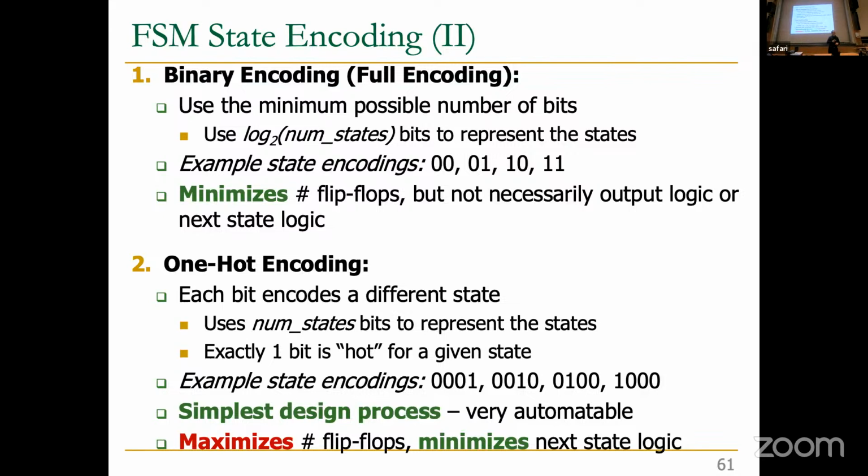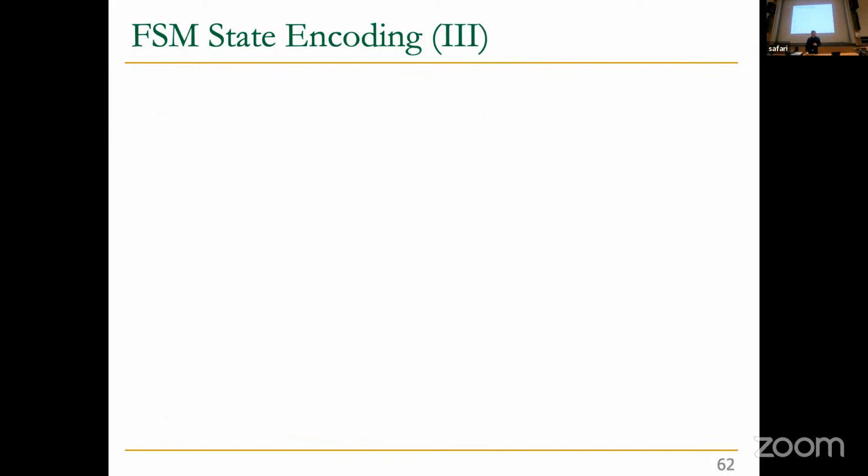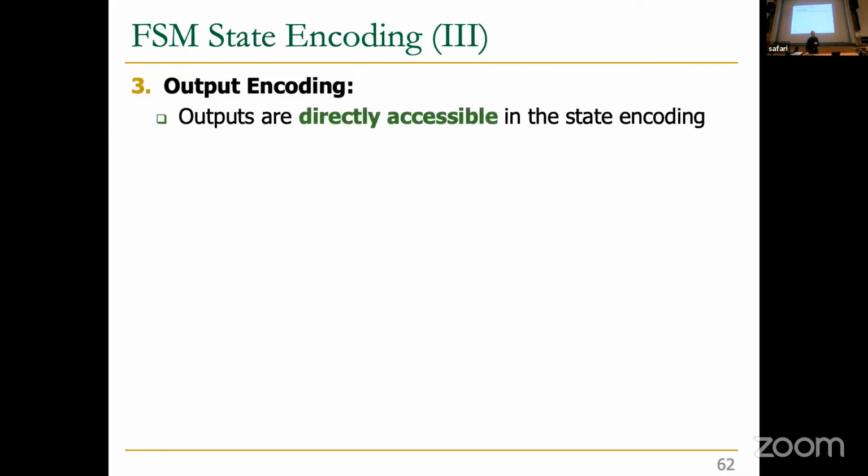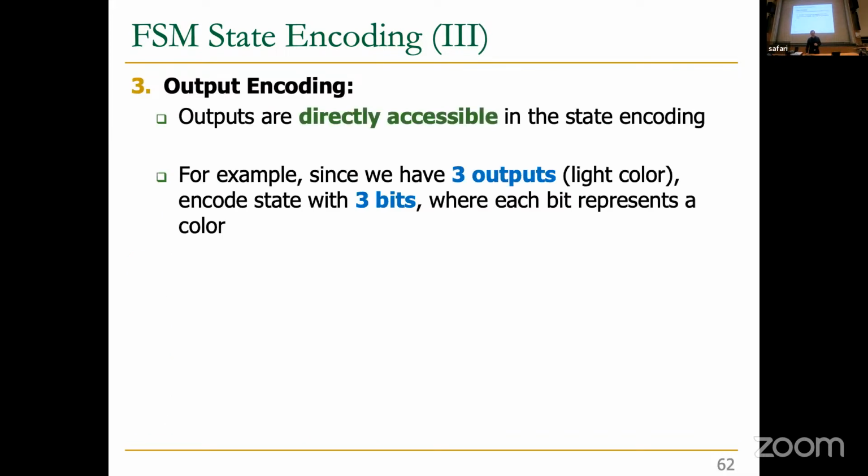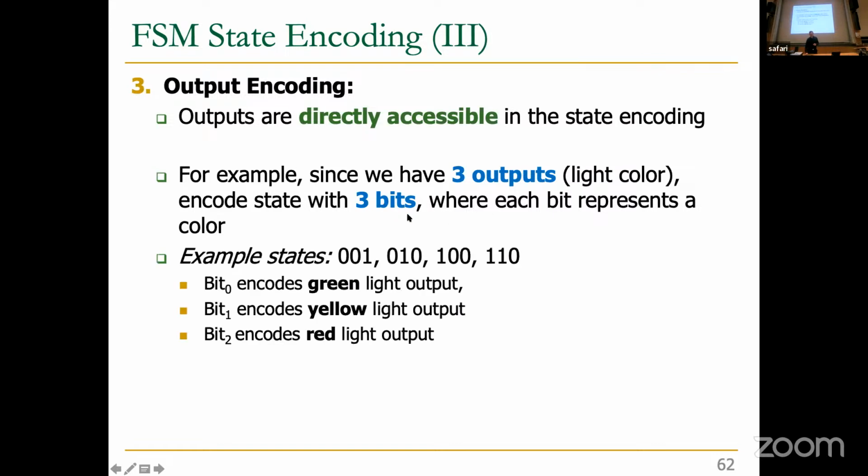So next state logic becomes much simpler right now. So there are trade-offs, as you can see. And the final one is output encoding. Here, outputs are directly accessible in the state encoding. For example, if here we have 3 outputs, right? That's the light color. We encode the state with 3 bits, where each bit represents a color.